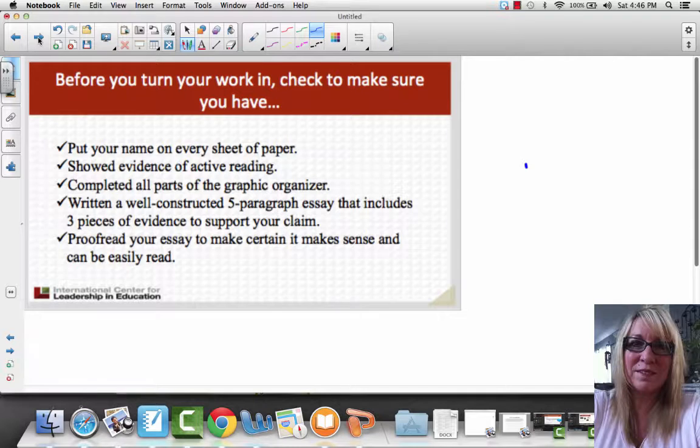Before you turn in your work, make sure that you have your name on every sheet of paper you're handing in, that you've showed evidence of active reading on your document by underlining and writing notes in the margin of the article, completed all parts of the graphic organizer, have written a well-constructed 5-paragraph essay that includes 3 pieces of evidence to support your claim. Make sure you've proofread it to make certain that it makes sense and can be easily read.